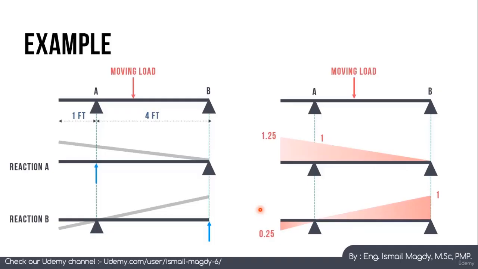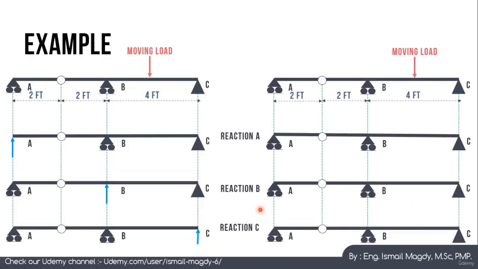Let's have another example. Here we have a little more complicated shape, but still you can see that it will be very simple. We have this beam here, we have this moving load, and we want to draw the inference line for the reactions at supports A and B and C. Here we will start drawing the deformed shape, and here we will draw the inference line.